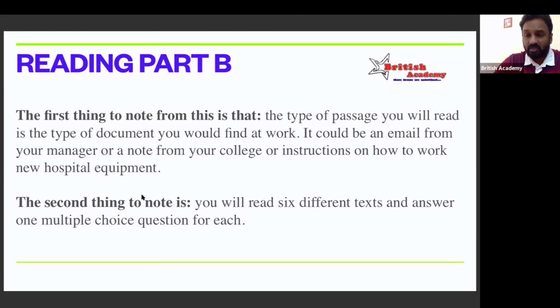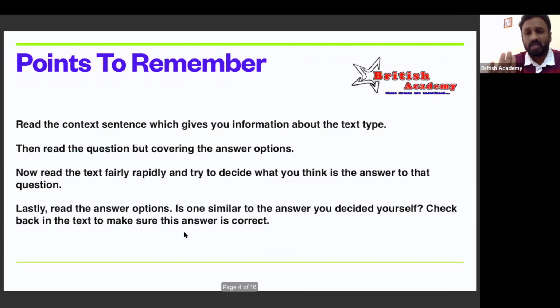So there will be a short text given to you. You have to read that text, understand that text appropriately, then choose the right option. The second thing to notice: you will read 6 different texts and answer 1 multiple choice question for each one. Okay, now points to remember.